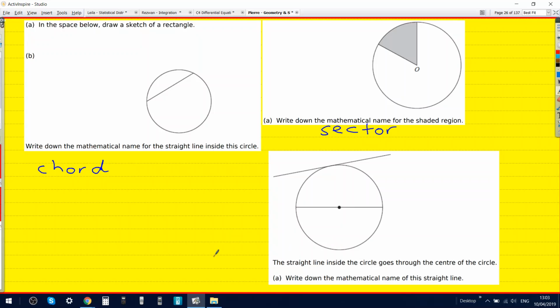This one, bottom right. A straight line inside the circle goes through the middle. That's the diameter. Yes, that's great. Any idea of the name of this line? It touches the circle at a single point. We did actually do this, I think. Totally forgotten. Tangent. Tangent, of course.